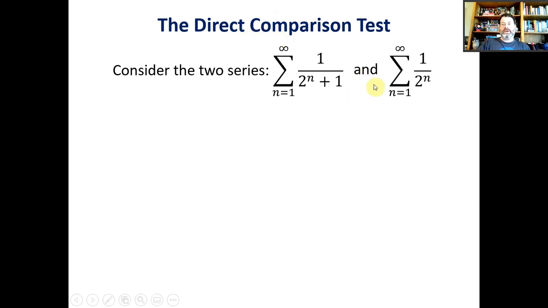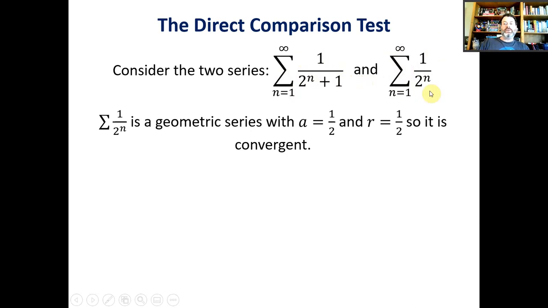This is just a quick example of how this all works. There's two series, and the idea is we'd want to know about this one, but we can't do this integral, right? We can't use the integral test here; it'd be too crazy. And we know about this series. So if we can compare this series to this one on a term-by-term basis, it'll tell us something about the convergence. This one over here is geometric, right? It converges.